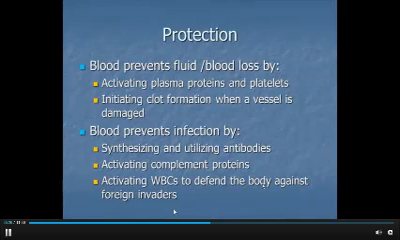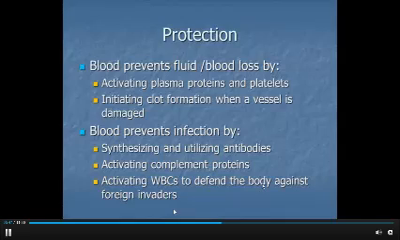That's definitely true. It protects us by producing antibodies, by producing special defensive proteins, complement proteins, and white blood cells themselves play an important role against foreign invaders. Additionally, blood protects us from a fluid loss.